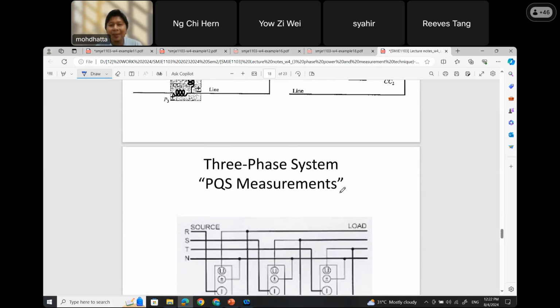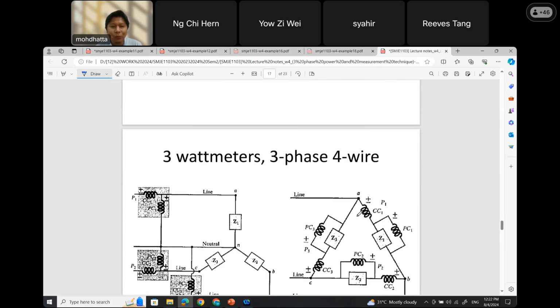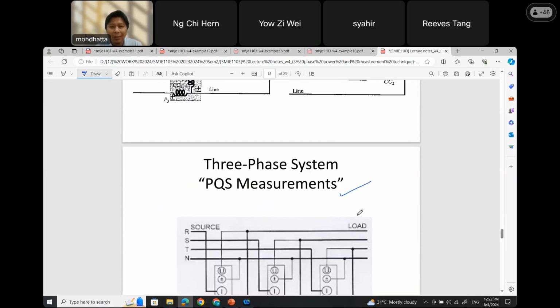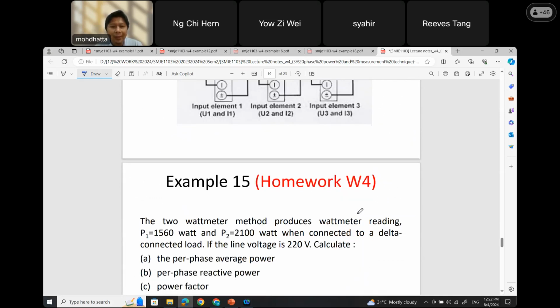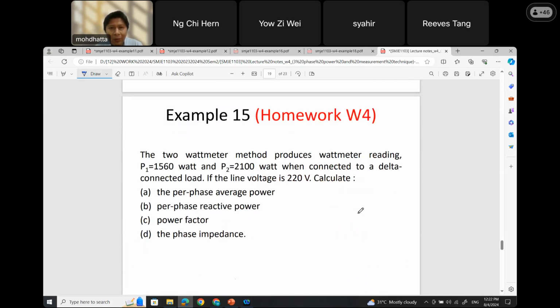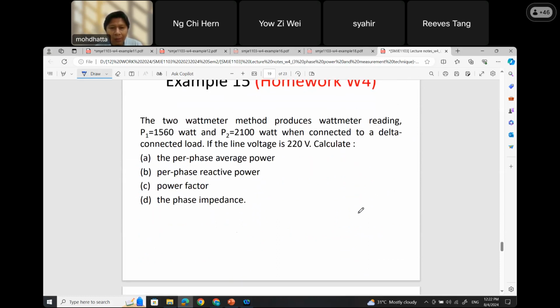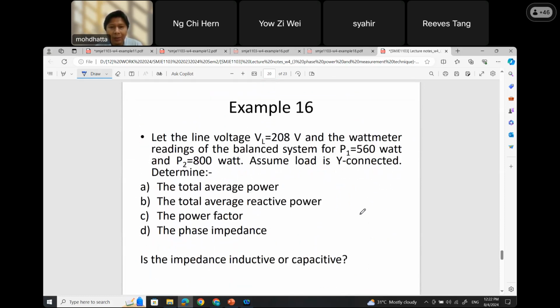Of course, this is better compared to 2 wattmeters, but it will cost you more. All right, example 15 is considered your homework. We will discuss example 16 here.